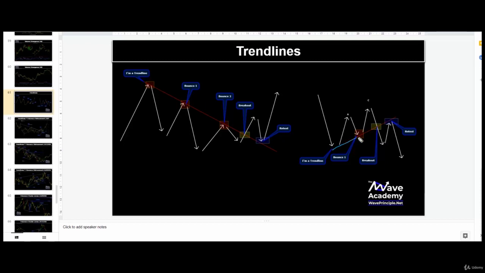Also, we can duplicate this line and put it up here to find the wave C target. And this is all known as a channel. A channel is just a trend line duplicated in another distance, but we're gonna see that in just a minute. Let's see some examples of trend lines.